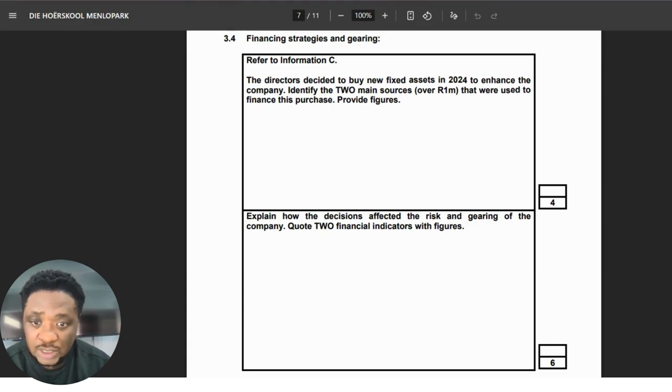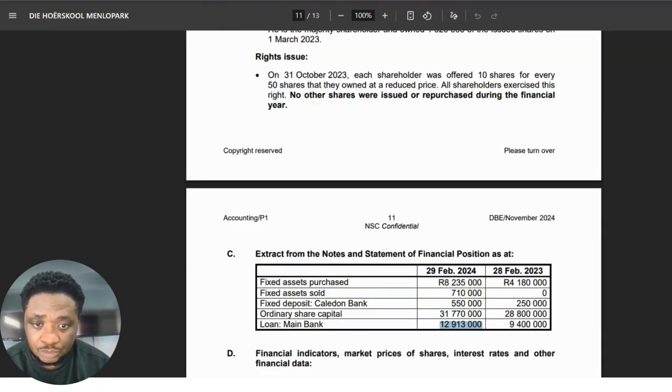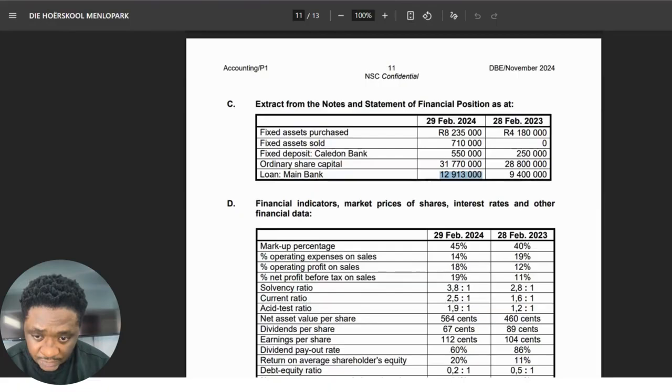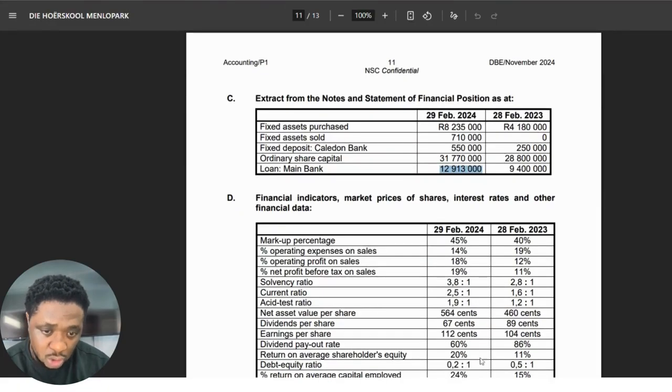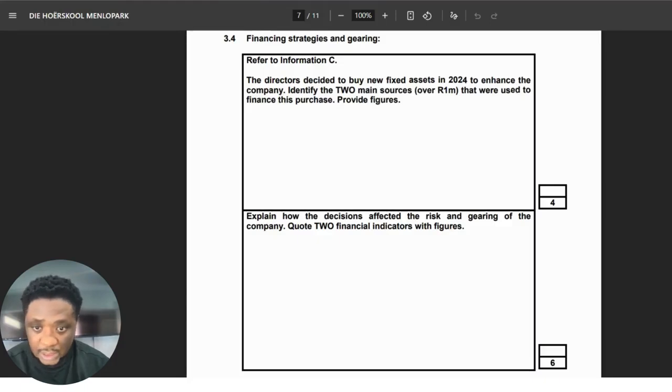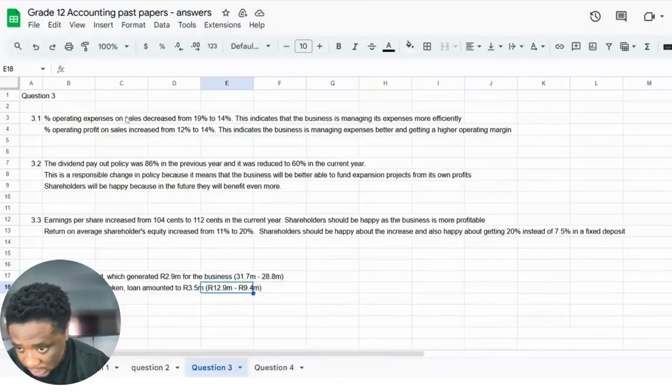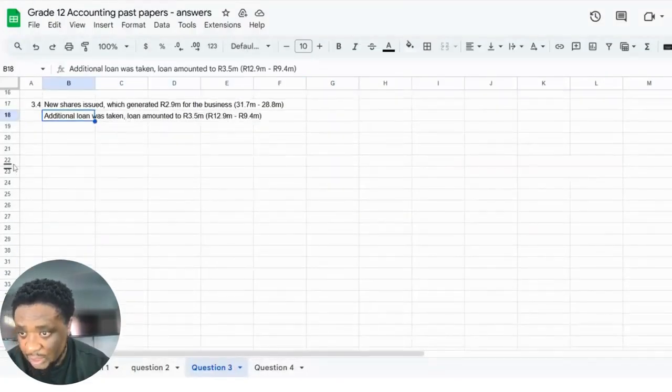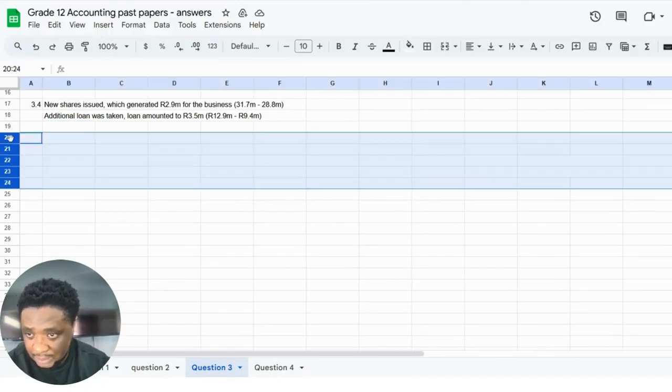So the first thing we want to look at is the risk. So let's look at the debt equity ratio. The debt equity ratio went from 0.5 to 0.21. So you can see now that the business is in a lesser risk than last year. So what I'm going to do is quote and explain. You can still flip it as long as it still makes sense. So I'm going to quote this ratio.